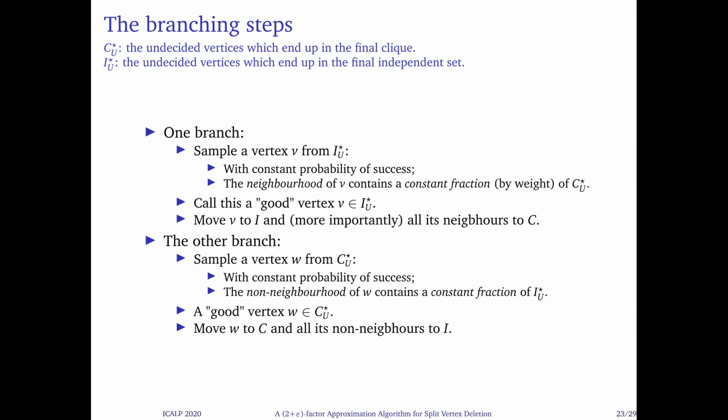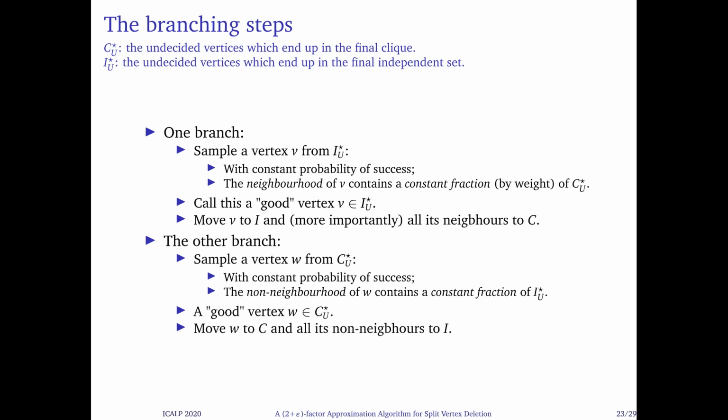If we get such a vertex, we call such a vertex a good vertex which belongs to I star U. If we get such a vertex V which is good, we move the vertex V to the set I, and more importantly, we move all its neighbors to the set C. The other branch is symmetric.